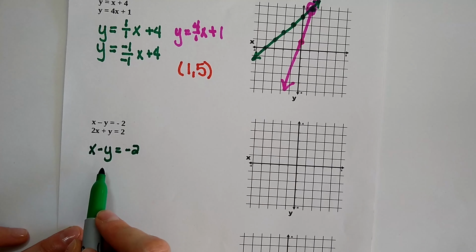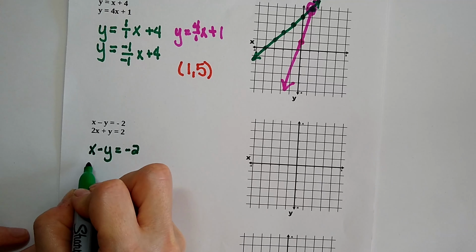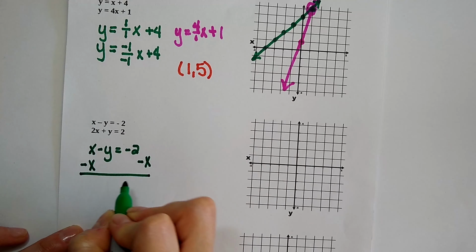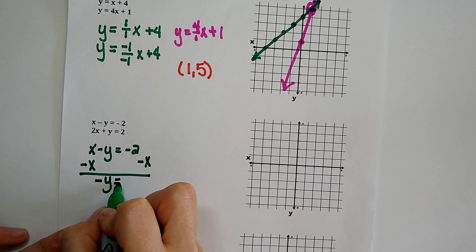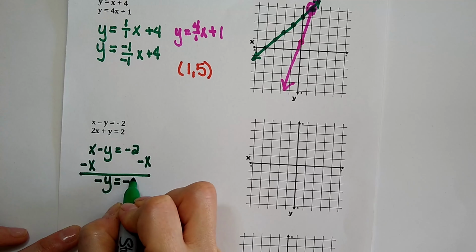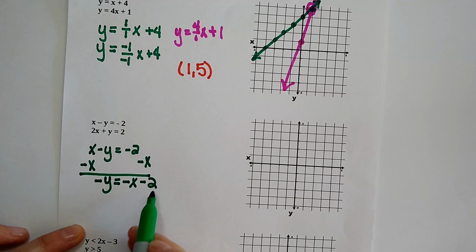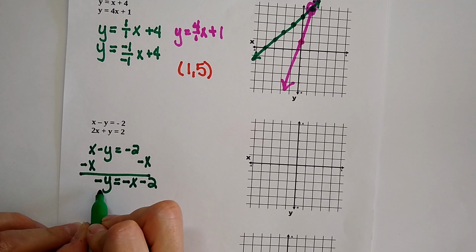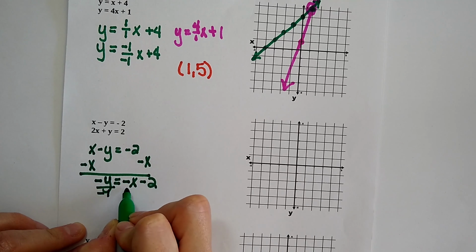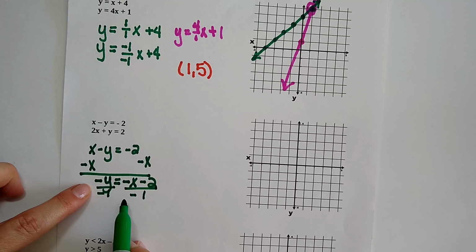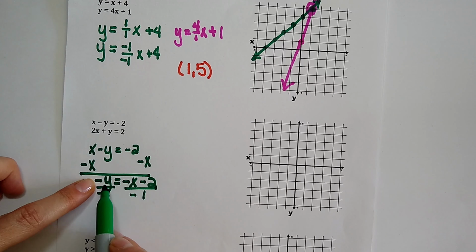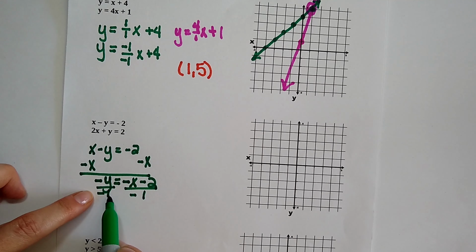I'm going to solve for y. When I solve for y, I need to get rid of this x on this side. I end up with -y equals -x minus 2. I switched the order so it would be in slope-intercept form. And then I am going to divide out a -1 on both sides. This is really important and something I think that you guys miss sometimes. When I have a negative in front of that y, it comes along with it, and I then need to divide it out.